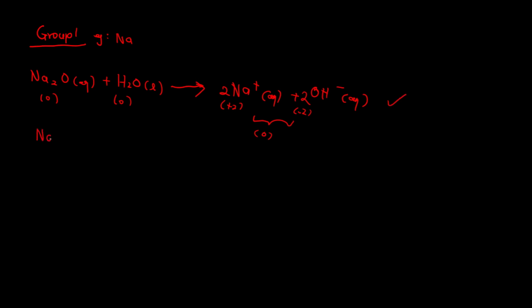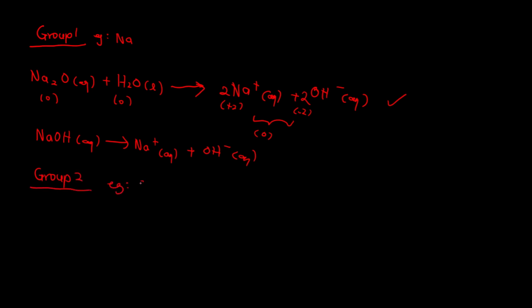Next we have sodium hydroxide, which dissociates completely, forming its ions Na plus aqueous and also OH minus aqueous. Next we move on to group 2.